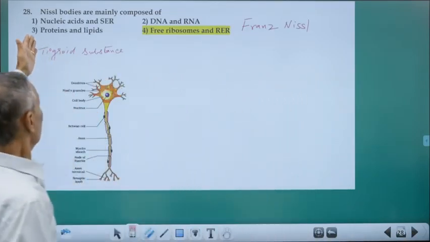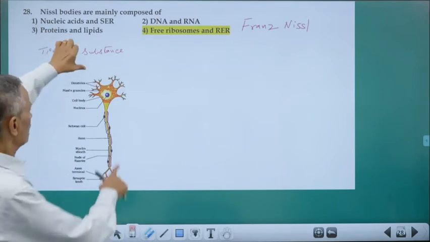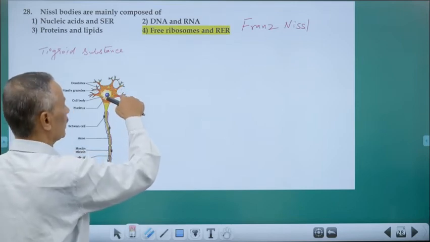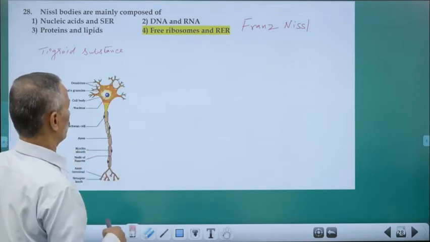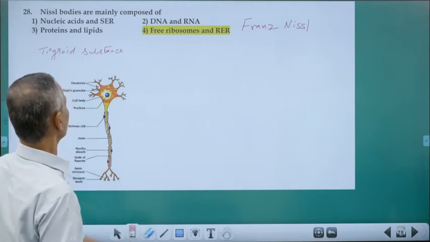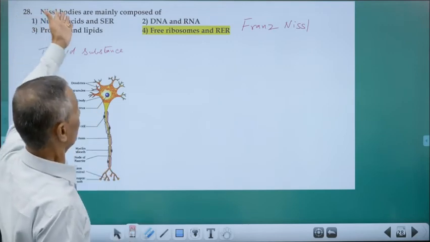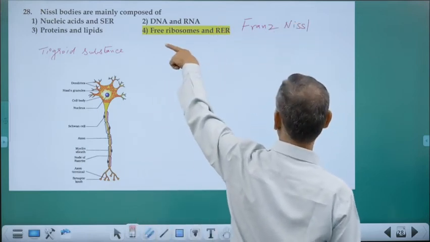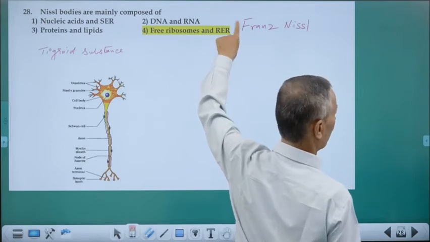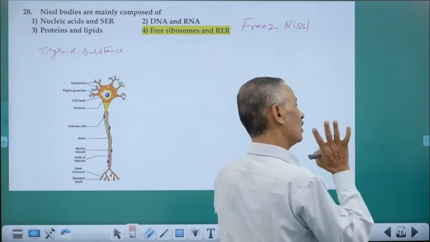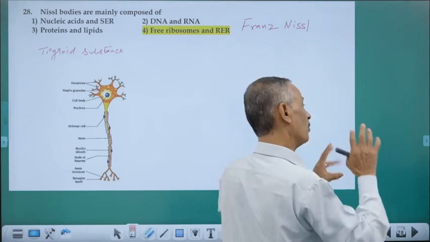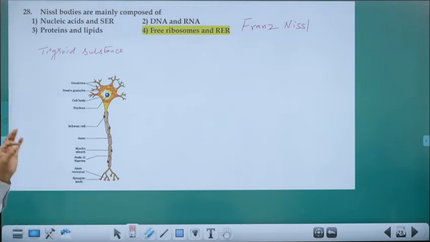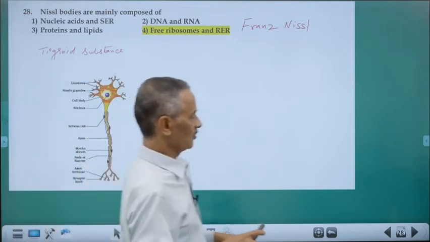Now, what are Nissl's bodies? Nissl's bodies are structures which are present in the cell body and in the dendrons. They are absent from the axon and axon hillock. They were discovered by Franz Nissl. That's why they are called Nissl's granules. They are free ribosomes and rough endoplasmic reticulum, that is, endoplasmic reticulum with ribosomes on the surface, and also free ribosomes. They are the centers where proteins are synthesized.